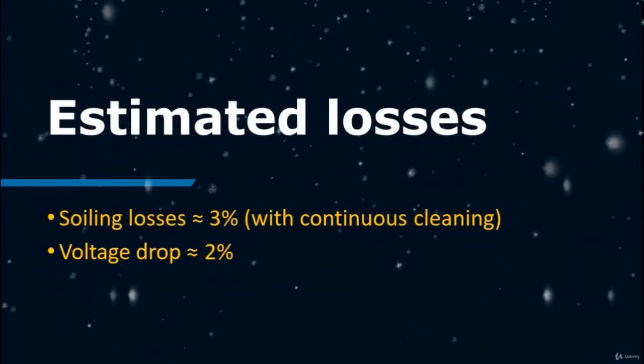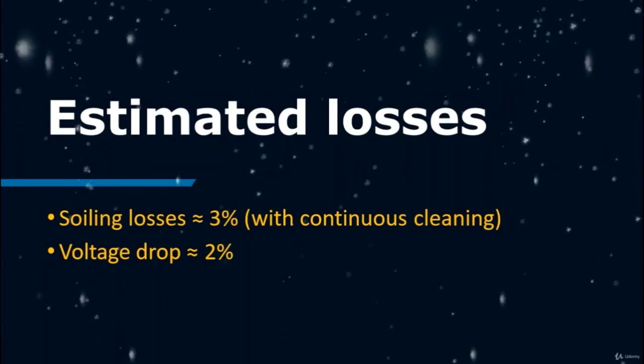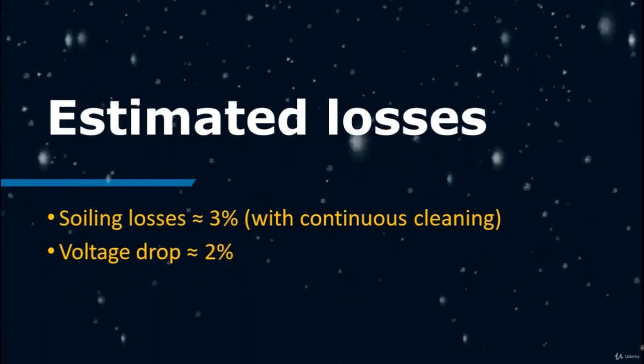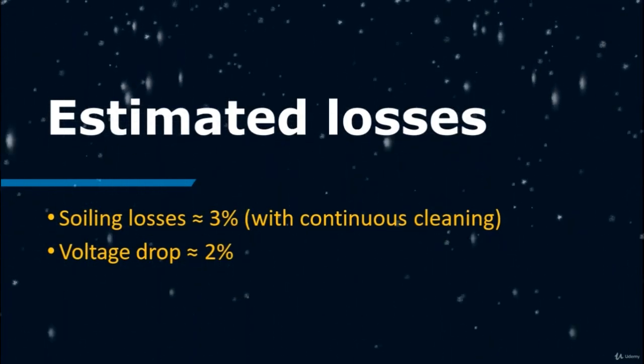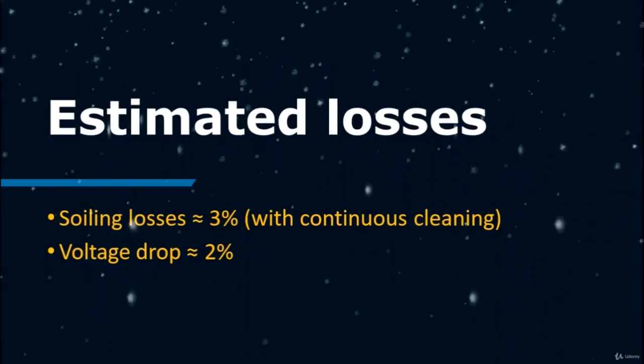Estimated losses. The dust or soiling losses equal 3% with continuous cleaning during the year, and the voltage drop 2%.